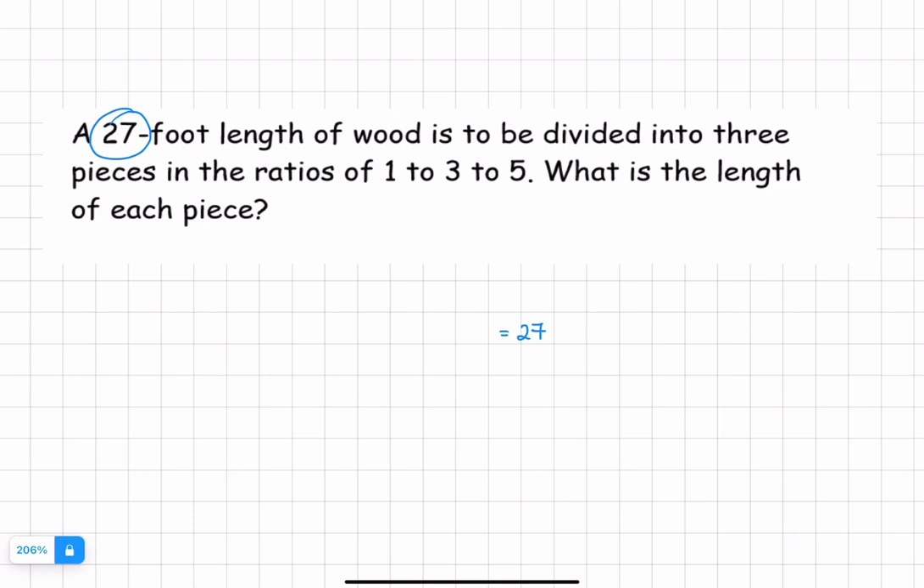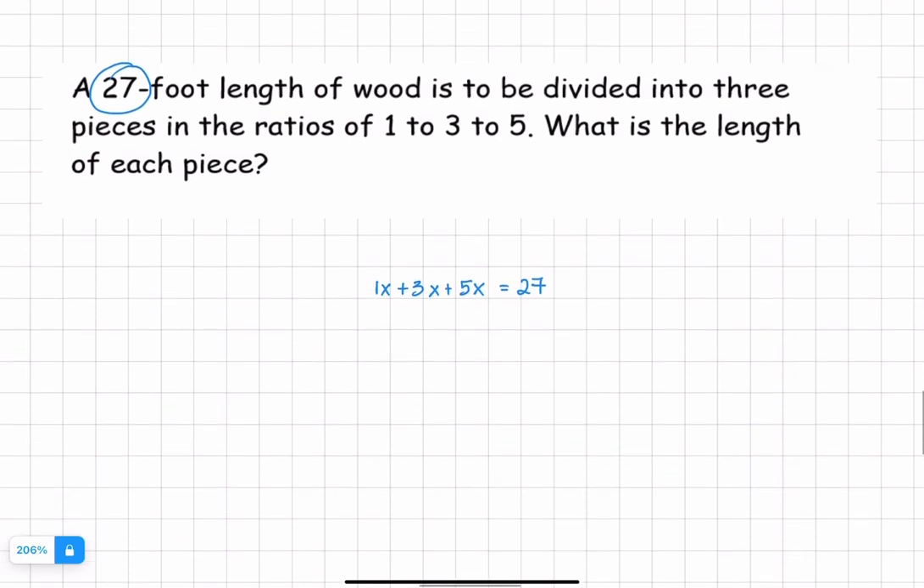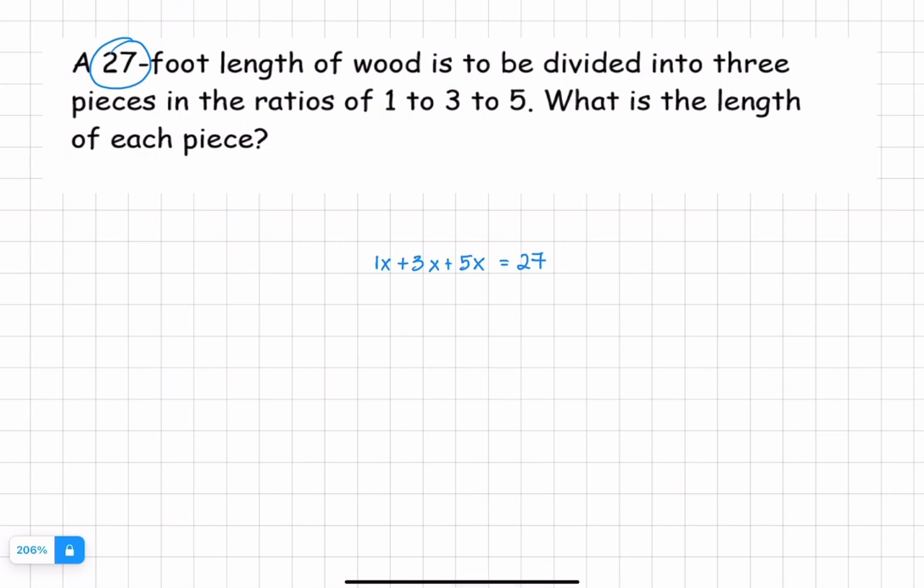So similar to our previous question where the money was put into these ratios for the charities. So 1 times x plus 3x plus 5x equals 27. And then we add the like terms. So 1 plus 3 plus 5. So that is 9x equals 27. Divide 9 on both sides. And we would get that x equals 3.